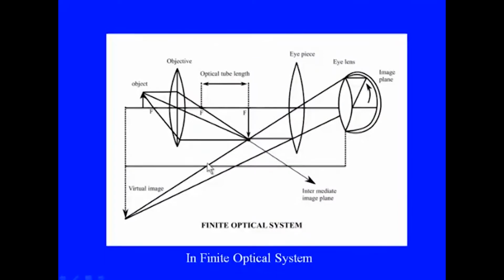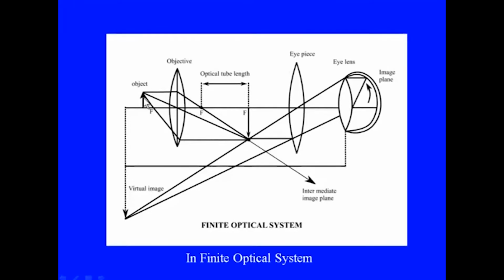Now, here in this figure, I have shown you the finite optical system. The finite optical system consists of objective lens, eyepiece lens, and then finally, you are viewing it directly through your eyes. What happens in the finite optical system, which we also call fixed tube length, is the object is placed a little farther than the focal length. Like you can see here, an object in the form of an arrow has been placed.